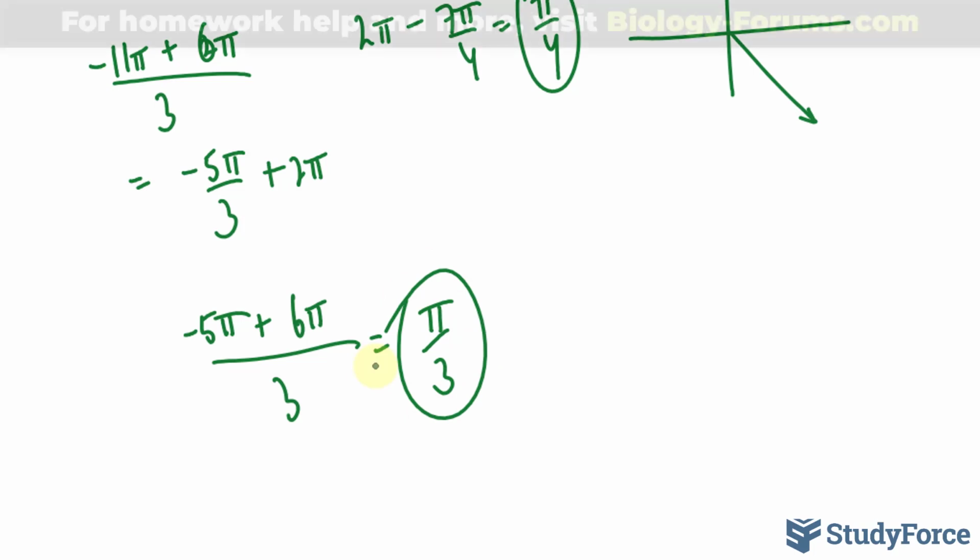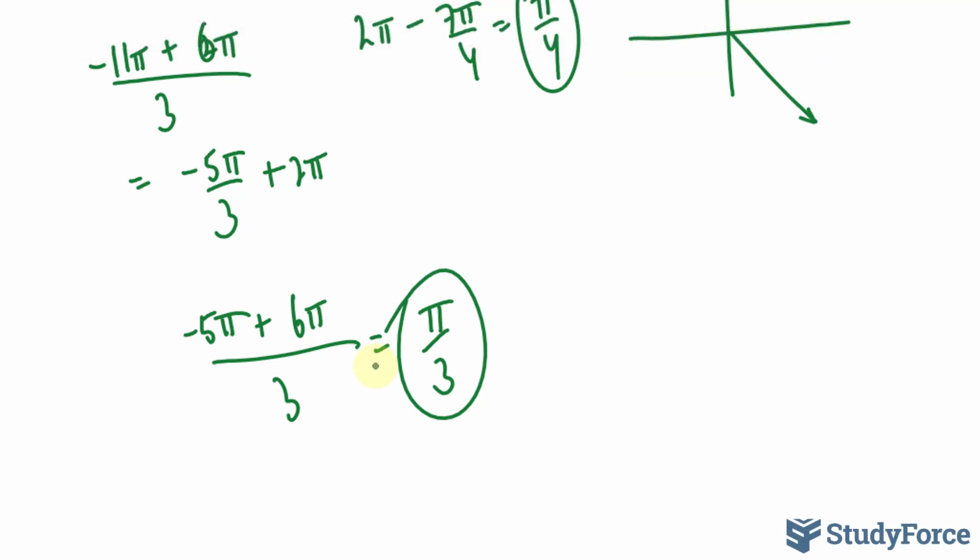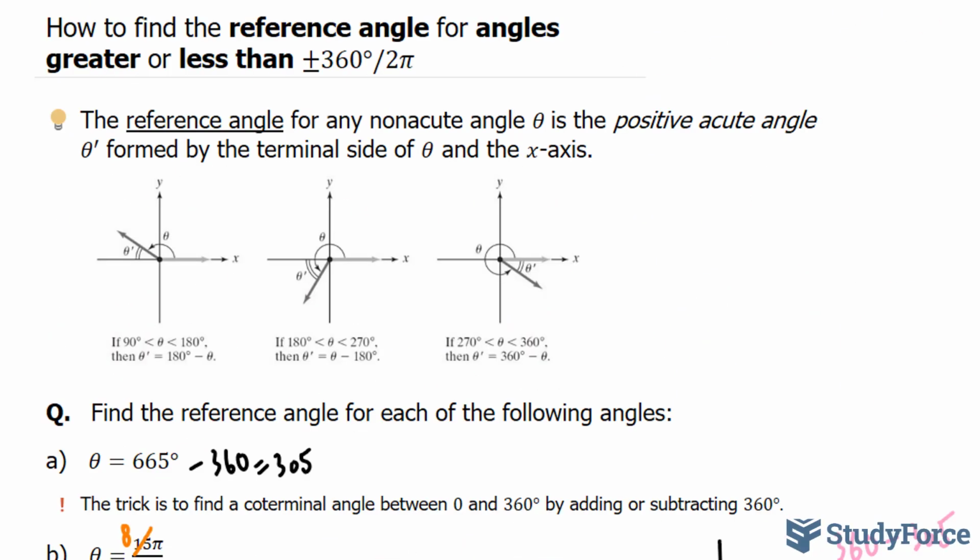Pi over 3 is an acute angle. In fact, it's equal to 60 degrees if you were to convert it into degrees. That, like I mentioned, is acute. It will be between 0 and pi over 2. This in itself is the reference angle. And there you have it. That is how to find the reference angle for angles greater or less than plus minus 360 degrees or 2 pi radians.